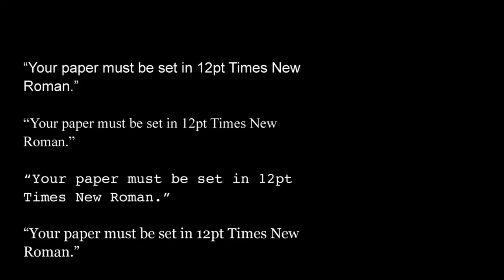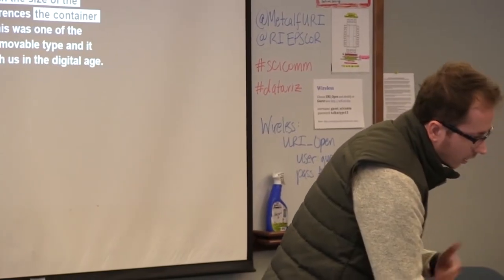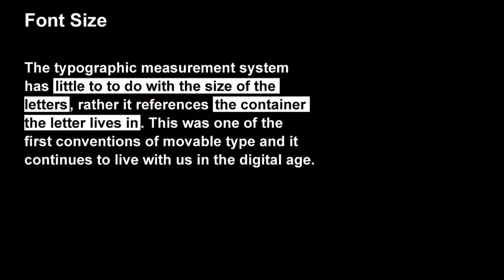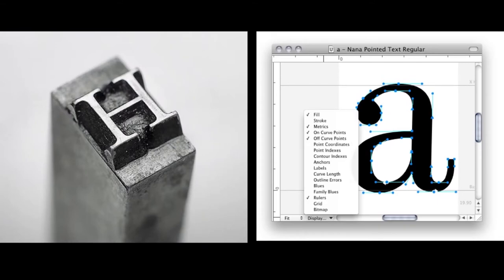the font size doesn't actually have much to do with the letter form itself. It actually references the invisible box that it's sitting in, the container that it lives in. This is one of the first conventions of movable type, and it continues to live with us in the digital age. This H lives in a small lead box that is 12 points, which is a very small unit of measure. That doesn't have anything to do with the size of that H.